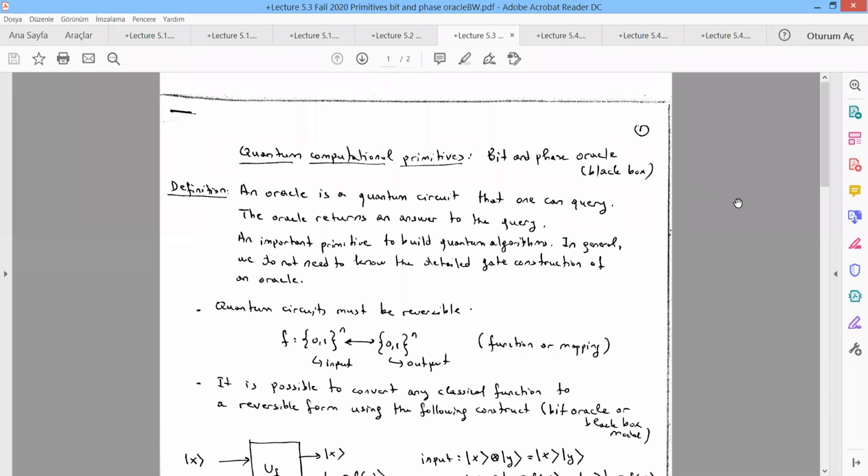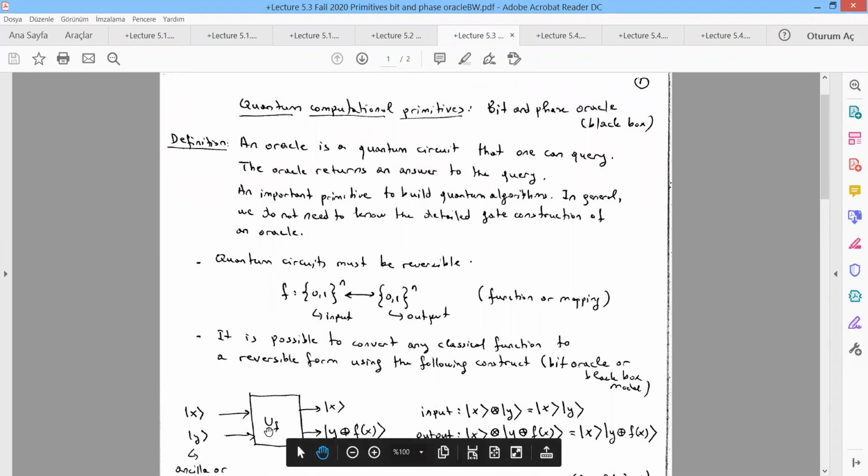Okay, now I continue. Another important quantum computation primitive is what we call bit and phase oracles. An oracle is a black box. It's a quantum circuit that we can query. We don't necessarily know what the circuit is, but it's just a unitary circuit, a quantum circuit that we query. In other words, we apply an input and we get an output f of x. This is called an oracle, and in some texts, it is referred to as a black box.